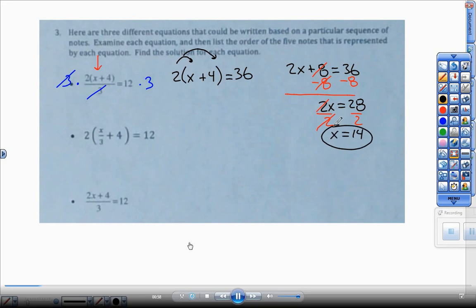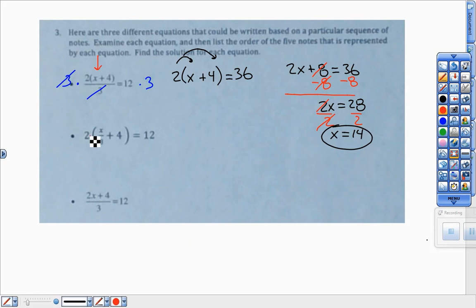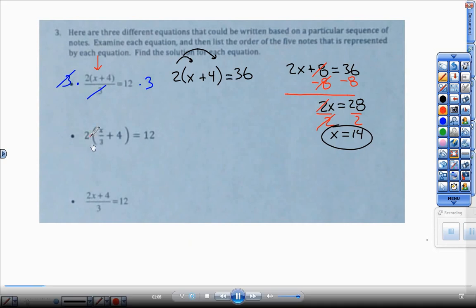Alright, this problem right here. I want you to do the opposite of timesing by 2, which is dividing both sides by 2. The opposite of timesing by 2, dividing. Divide this whole side by 2, this side by 2. These will cancel, and all it leaves me is this, what's left over, x over 3 plus 4. I'm going to drop the parentheses. There's nothing for me to distribute. Equals 6. And then take away 4 on both sides.